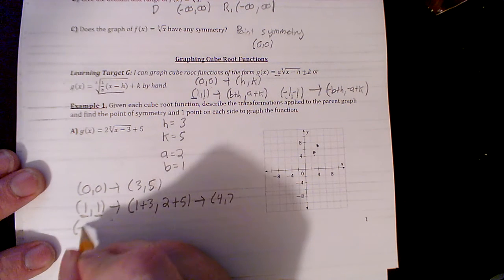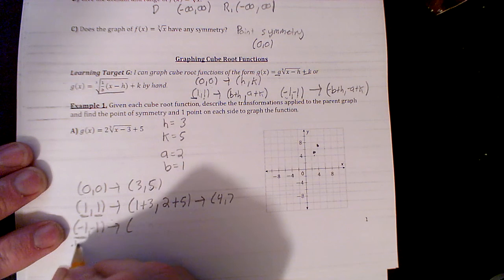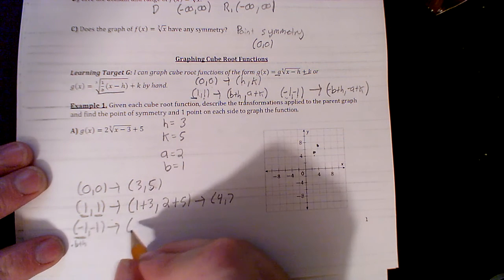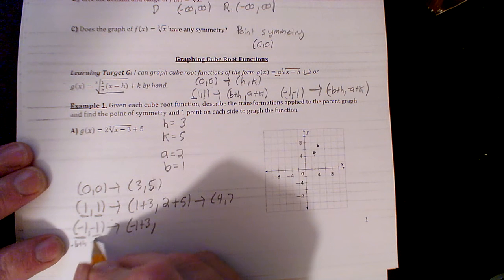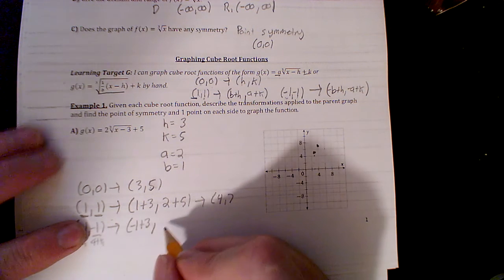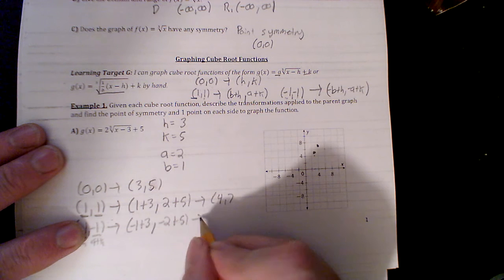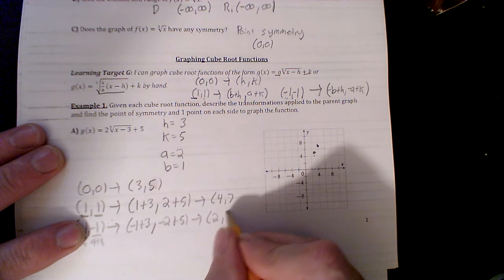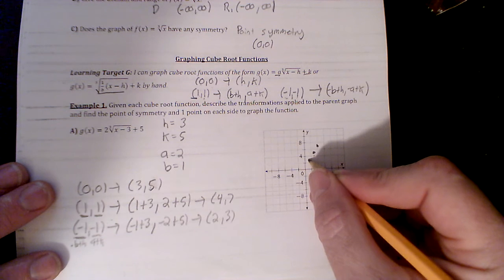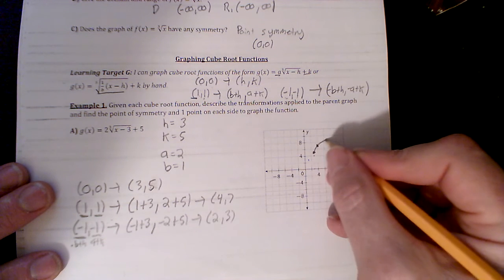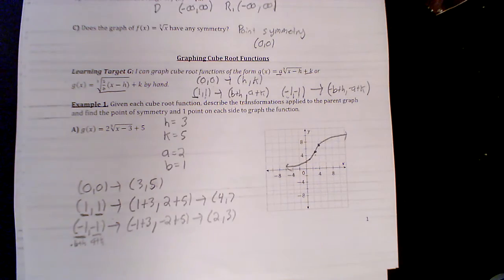Alright. Let's do the same with negative 1, negative 1. Take this first one here, it's times b, right, plus h. So negative 1 times b is negative 1 plus h plus 3. Alright. This guy right here is times a plus k. Negative 1 times a is negative 2 plus k plus 5. Gives us the point, it looks like 2, 3. So we go to 2, 3. Alright. And then we follow the trend of the graph. We realize how this graph trends like that. And we're good.